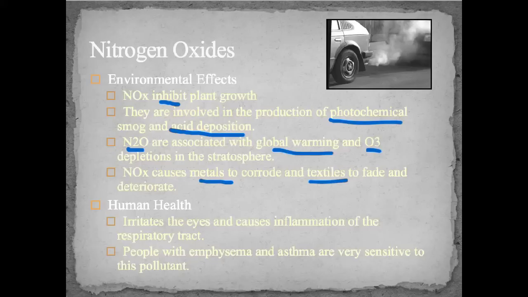Human health effects: once again, irritates the eyes and causes inflammation of the respiratory tract, and people with emphysema and asthma are very sensitive when there are high concentrations of nitrogen oxides in the atmosphere. You'll see that there are quite a few of the different types of air pollutants that individuals with these symptoms are highly sensitive to at higher concentrations in the atmosphere.